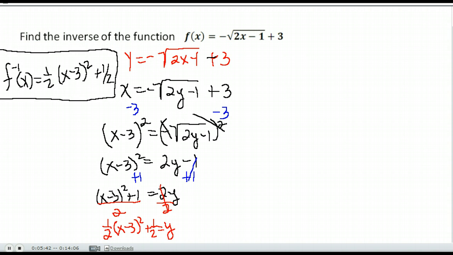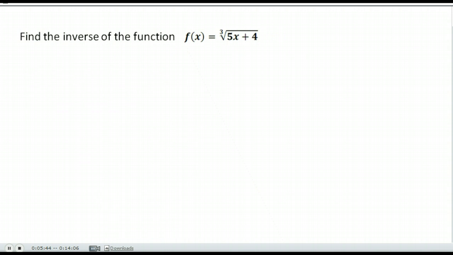Okay. I have a few more examples just so I can, like I said, give you a better idea of how to do each type of problem. Again, we start by putting a y there instead of f of x, just for simplification as far as the way things look. We switch x and y, so x equals the third root of 5y plus 4, and now we want to get y by itself.